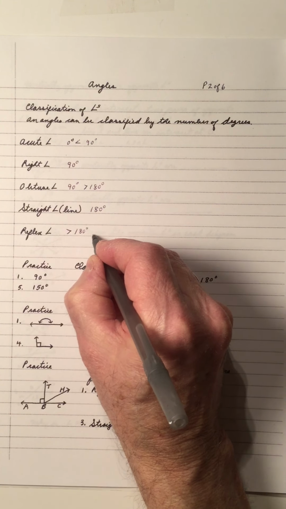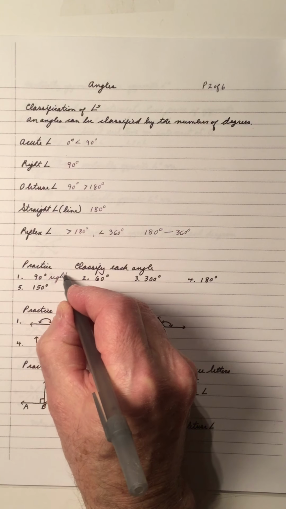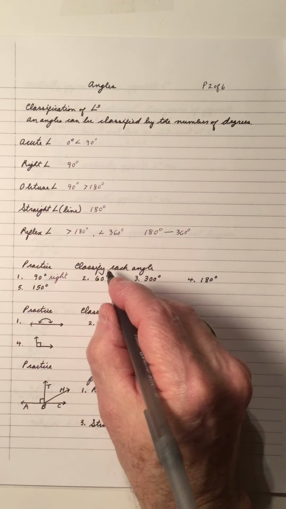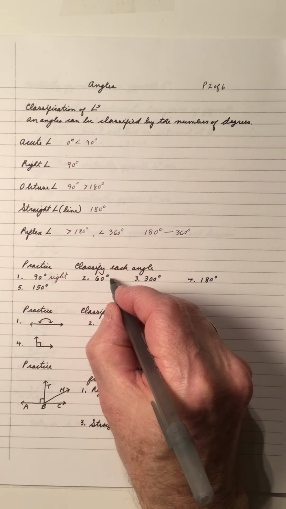Practice. Classify each angle. A 90-degree angle, pause, give the name, and play back. A 90-degree angle is a right angle. A 60-degree angle is between 0 and 90, so it's acute. A 300-degree angle is a reflex angle. A 180-degree angle is a straight angle.